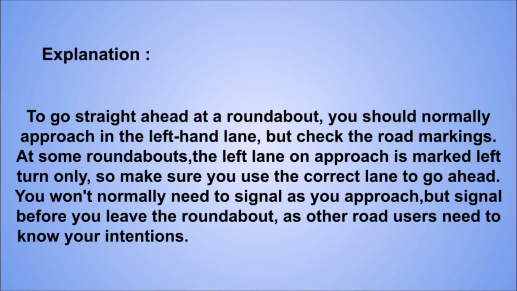Explanation: to go straight ahead at a roundabout, you should normally approach in the left-hand lane, but check the road markings. At some roundabouts, the left lane on approach is marked left turn only, so make sure you use the correct lane to go ahead. You won't normally need to signal as you approach, but signal before you leave the roundabout, as other road users need to know your intentions.